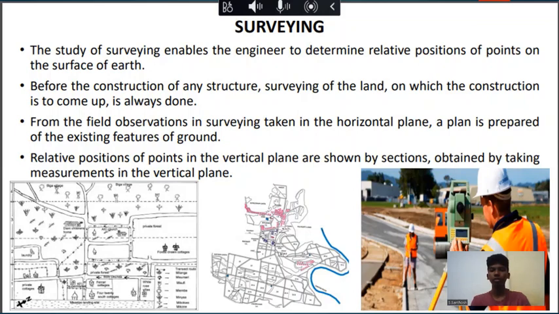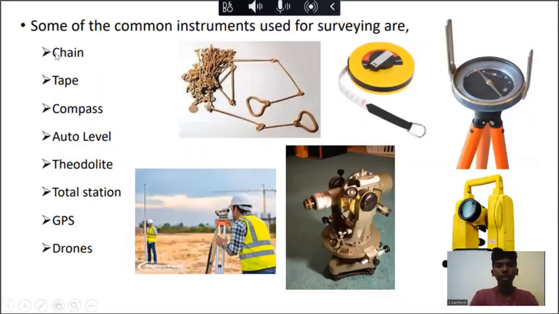So this is all about surveying. Here you'll be using a few tools and devices to measure the ground levels, whether they are completely leveled or not. And over here you'll be using 2 types of methods, that is plane surveying and geodetic surveying. So let's go further with it. These are the tools that are used for surveying: chain, tape, compass, auto level, theodolite, total station, GPS, and drones.